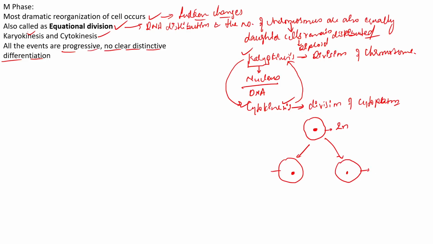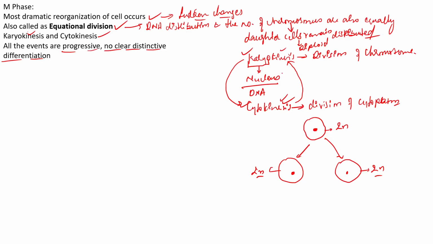Even the ploidy condition of these two daughter cells is going to be 2n. So this is what we mean by the equational division. As we also mentioned, karyokinesis and cytokinesis are two important stages in the M phase, and all the events are progressive in nature. None of these events has any clear-cut distinction between them.